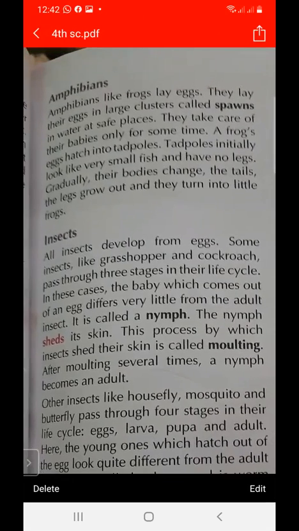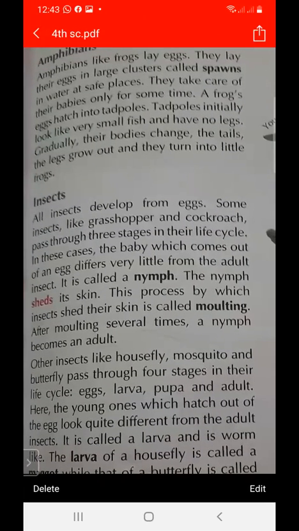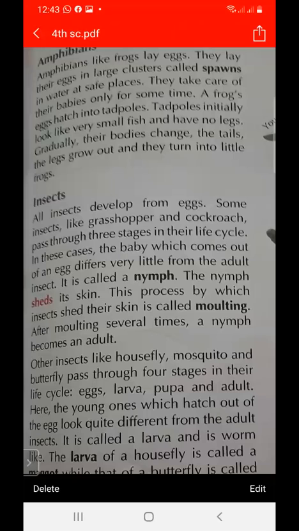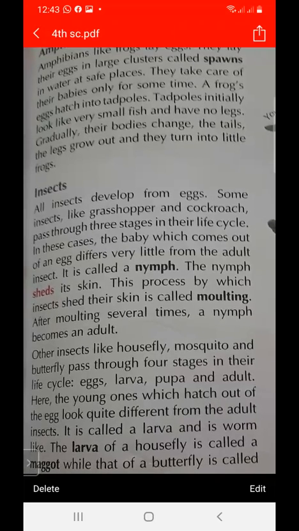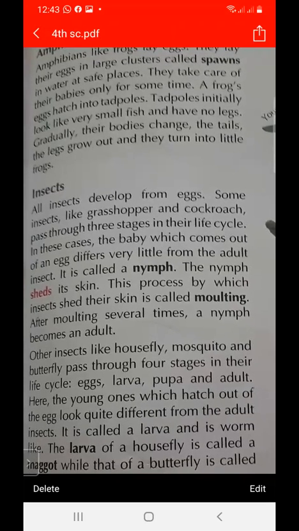And next is insects. What do you mean by insects? As we know, all insects hatch from eggs, and insects like the grasshopper and cockroach pass through three stages in their life cycle. In these cases, the baby which comes out of an egg differs very little from the adult insect, and it is called a nymph. And what do you mean by nymph? The baby which comes out from the egg and differs very little from the adult insect is called a nymph.